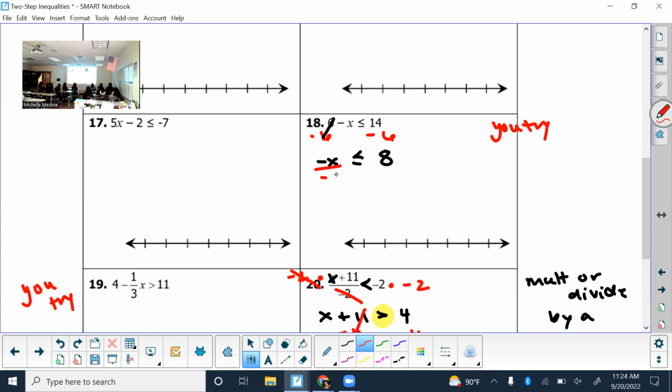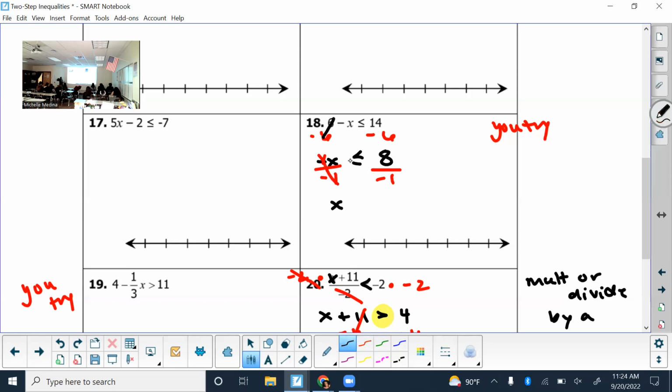By a negative 1 is what I got. All right, because what's the coefficient if it's not written? The coefficient is the number in front of the variable. So what's the number in front if it's not written down? It's a 1, not a 0, and it wouldn't be there at all. So then negative 1 divided by negative 1 cancels. So now x is by itself.